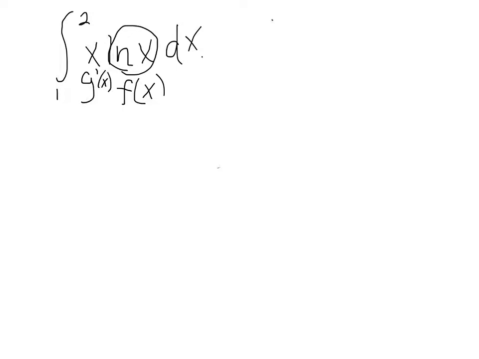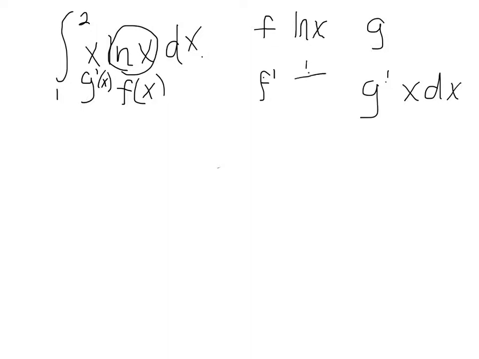So if we set up, we want to know what f is, and then we'll have f prime and g prime. So our f is going to be natural log of x, and our g prime is going to be x dx. So now we're going to fill in this little table. The derivative of f would just be 1 over x, and the antiderivative of x is x squared over 2.